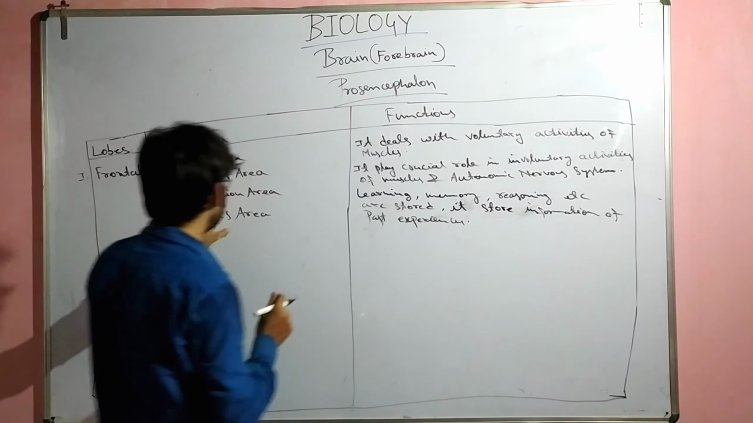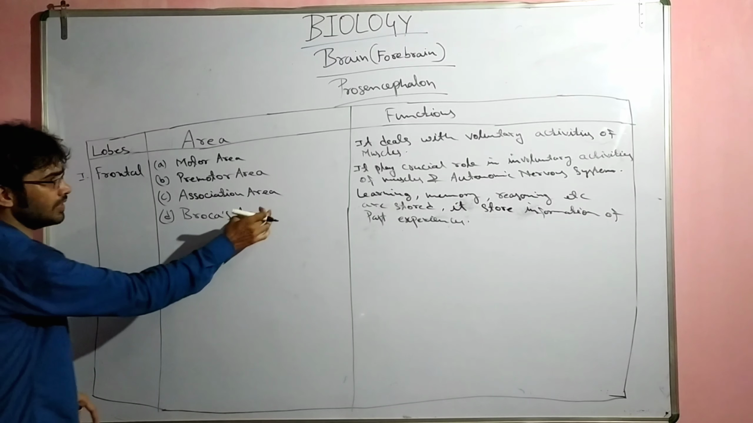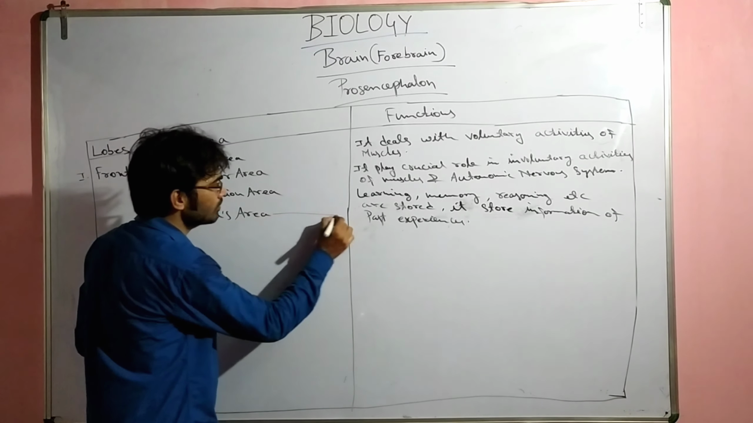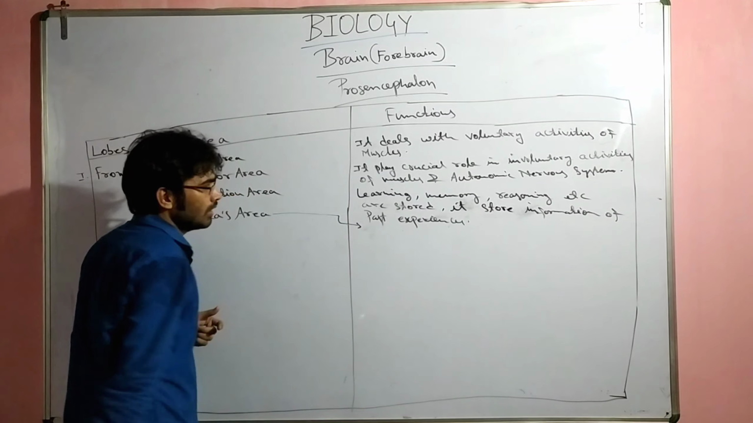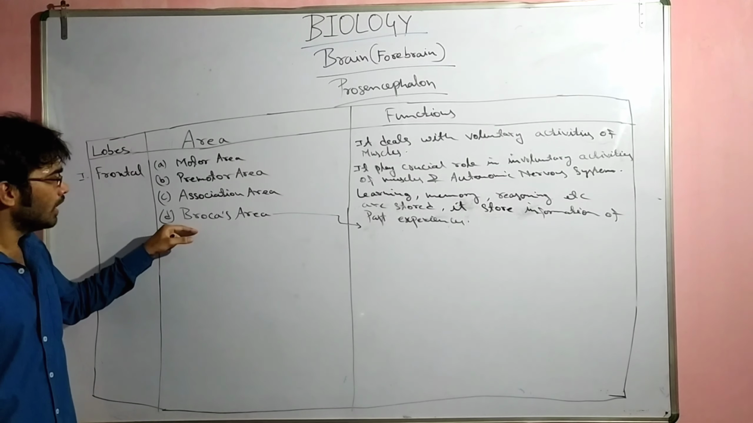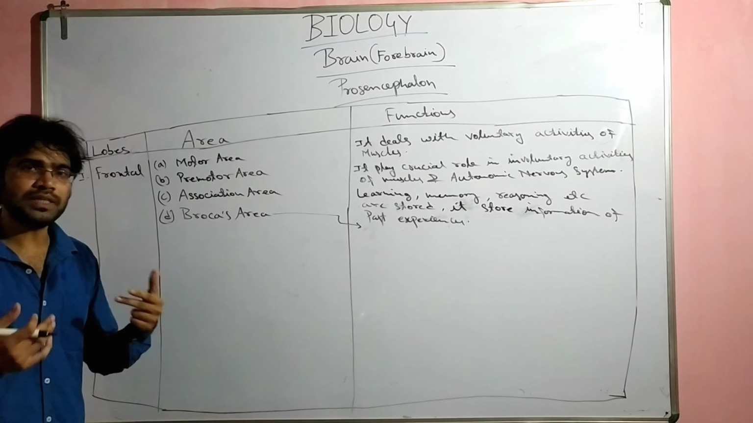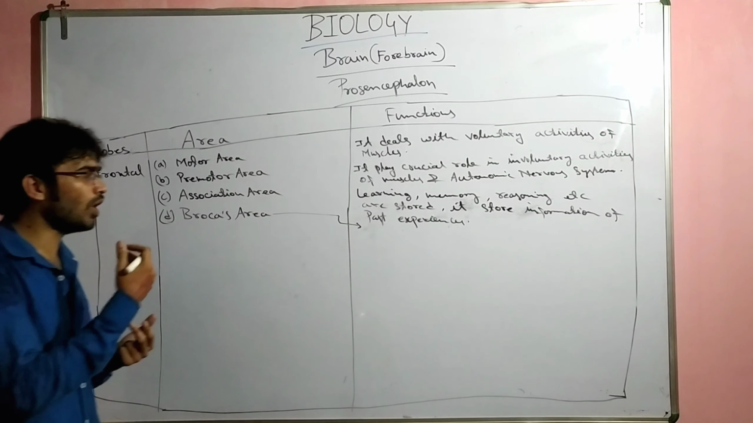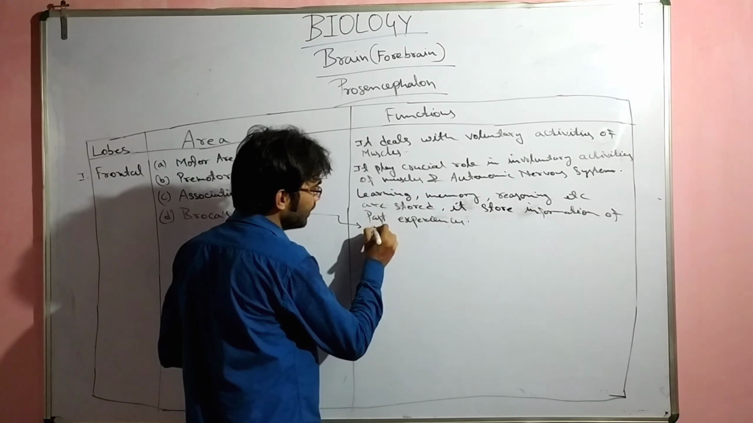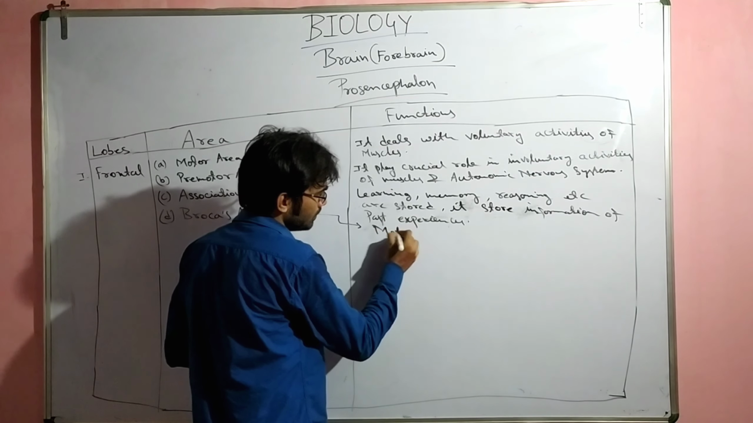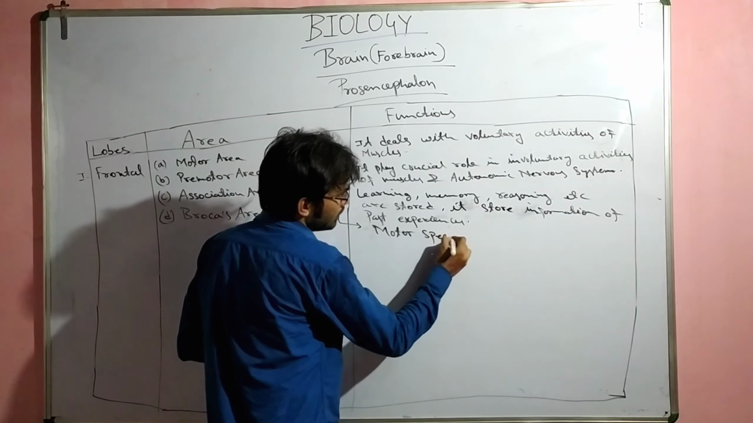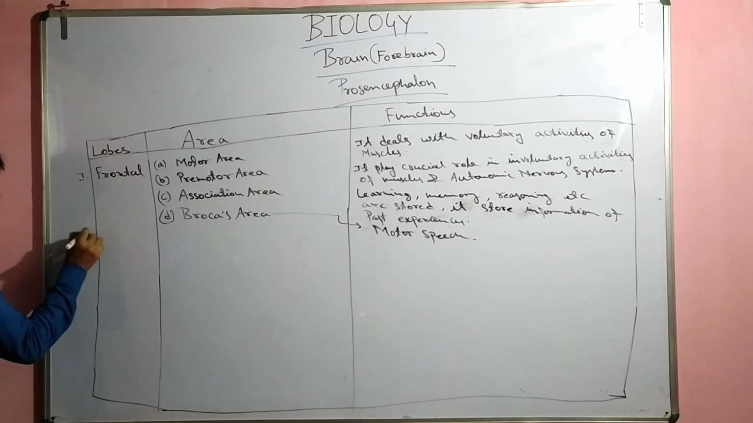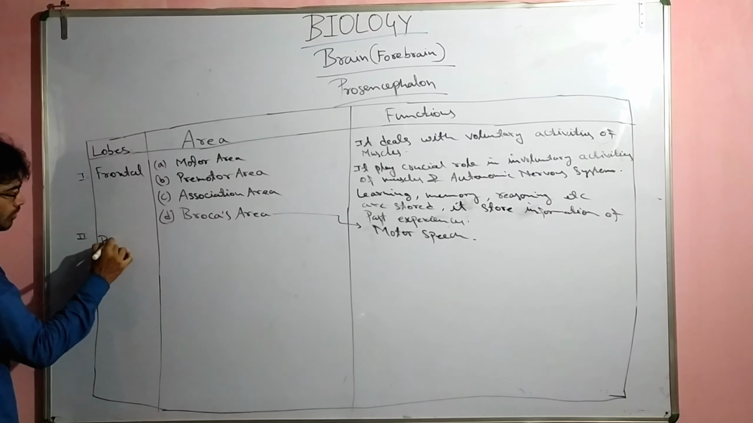Now the Broca's area. The Broca's area is the area of motor speech. Like when speech is coming, so voice. So it deals with the area of motor speech.